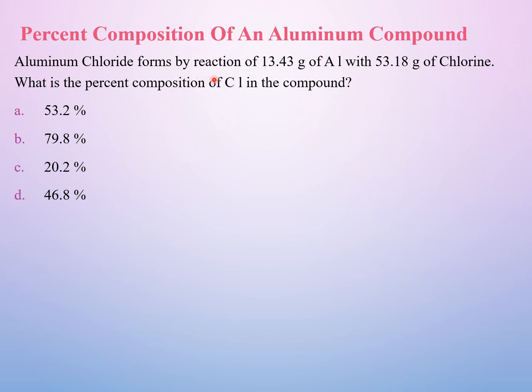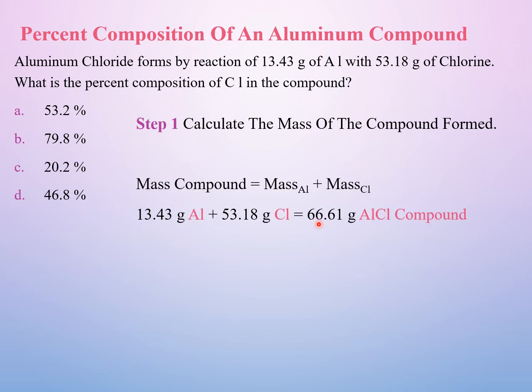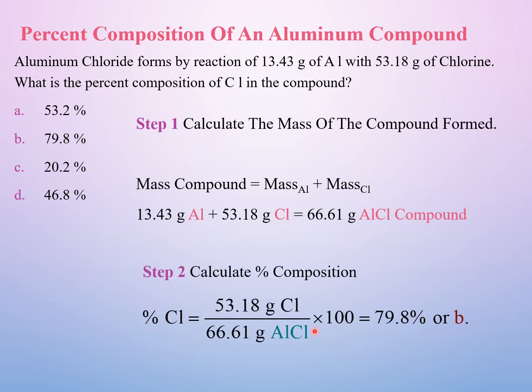Aluminum chloride forms by the reaction of 13.43 grams of aluminum with 53.18 grams of chlorine. What is the percent composition of chlorine in the compound? So we're interested in the chlorine, so that means on the bottom we'll have 13.43 plus 53.18, and on the top we'll have 53.18, and then we multiply that term by 100. So right here, the total mass will be 66.61 grams because we add up the aluminum and chlorine parts. And then that goes on the bottom, and we put the chlorine part on the top, times 100, we'll get a 79.8% mass percent of chlorine. So that will give us B.